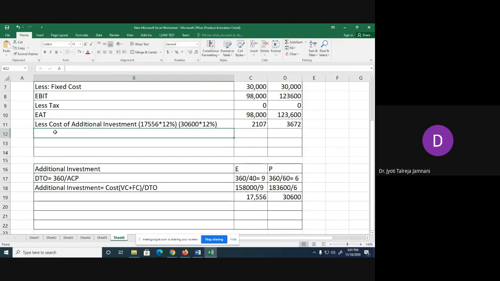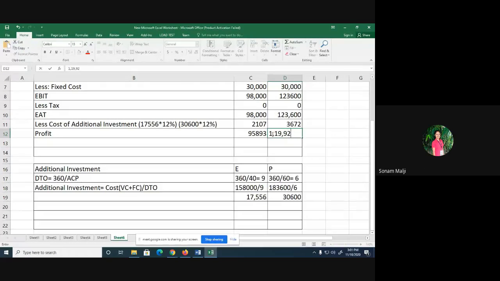So here you will get your profit. From 98,000 minus 2,107, you get 95,893. And from 1,23,600 minus 3,672, you will get 1,19,928.